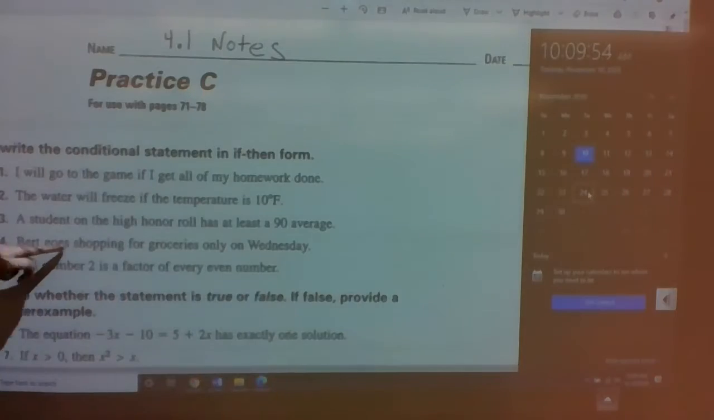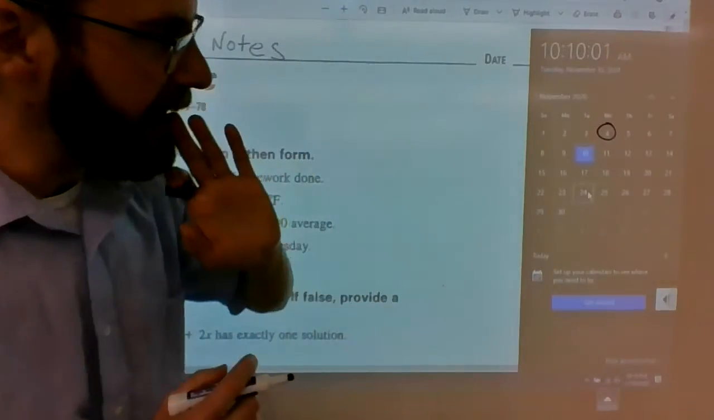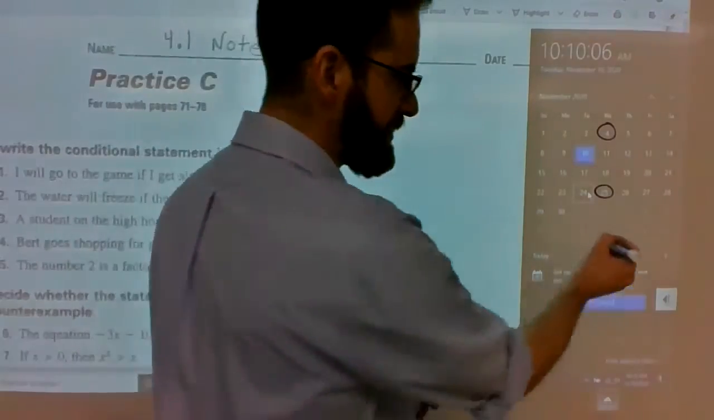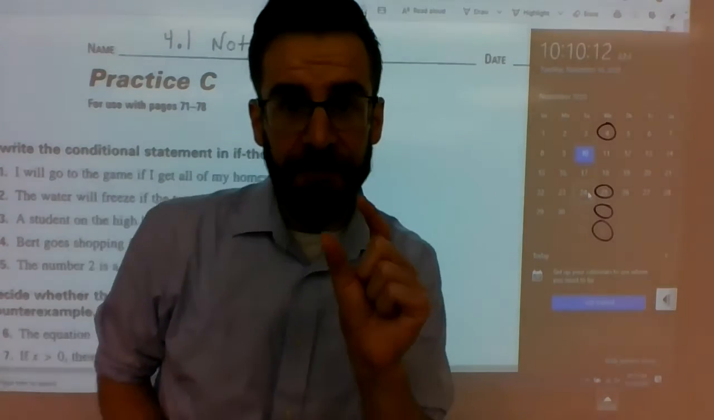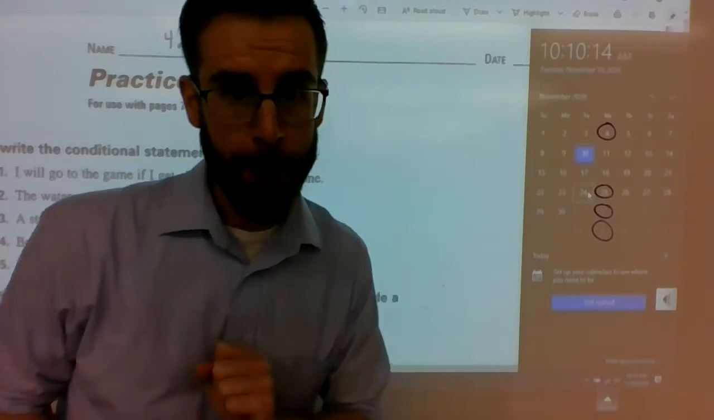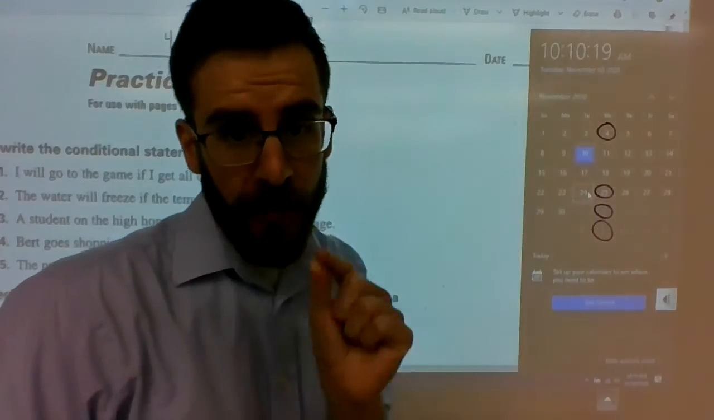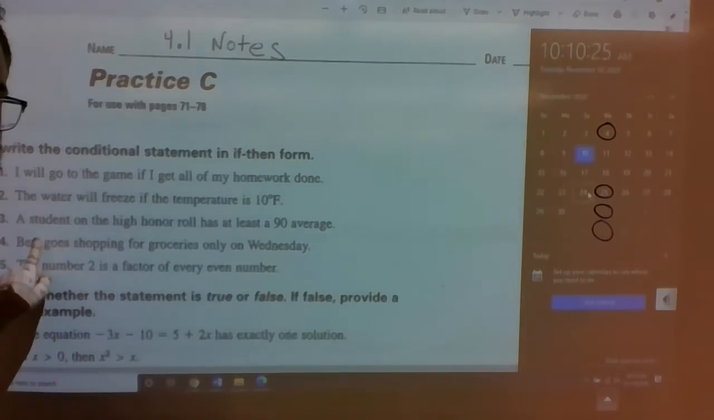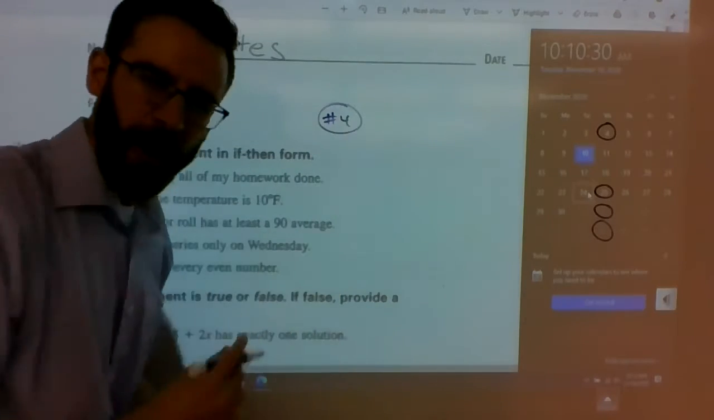All it's saying is that Bert only goes for groceries on Wednesday. So let's say Bert goes grocery shopping on November 4th, and then on the 25th, and then on December 2nd and December 9th, okay? If it's Wednesday, Bert does not go grocery shopping on the 11th or the 18th. So the if part isn't if it's Wednesday. The if part is if Bert goes shopping for groceries. I know that was a little tricky.